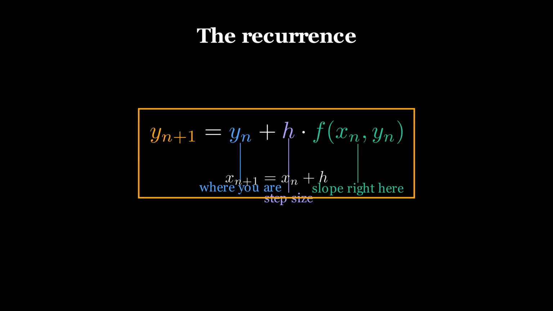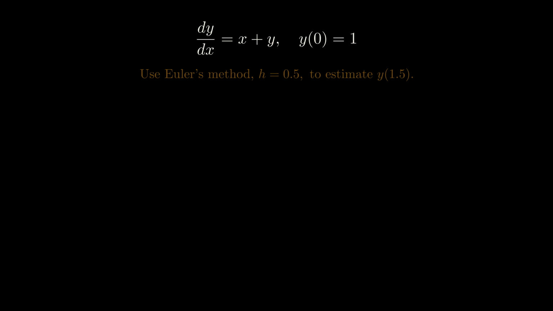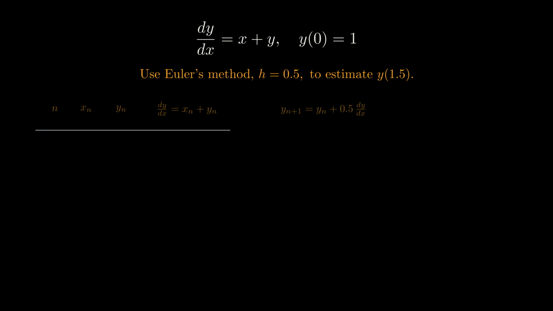Let's run it on a real exam question. The classic version. Given dy by dx equals x plus y, with y of 0 equals 1, use Euler's method with a step of 0.5 to estimate y at 1.5. Exam technique: build a table, one row per step.